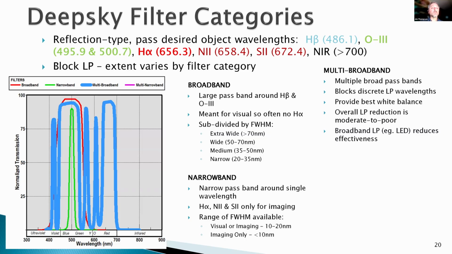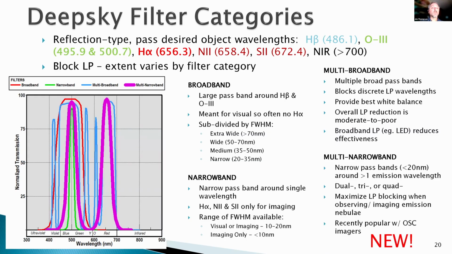The final category is multi-narrowband. These are a relatively new category of filter, being available only for the last 10 years or so. Multi-narrowband filters have 2 or more narrow passbands centered on desirable nebula emissions. And by narrow, I mean less than 20 nanometers wide. You will often see these filters referred to as dual, tri, or quad band filters, depending on the number of nebula emission bands they capture. These filters maximize the amount of light pollution that is blocked, and have become especially popular amongst one-shot color camera owners.